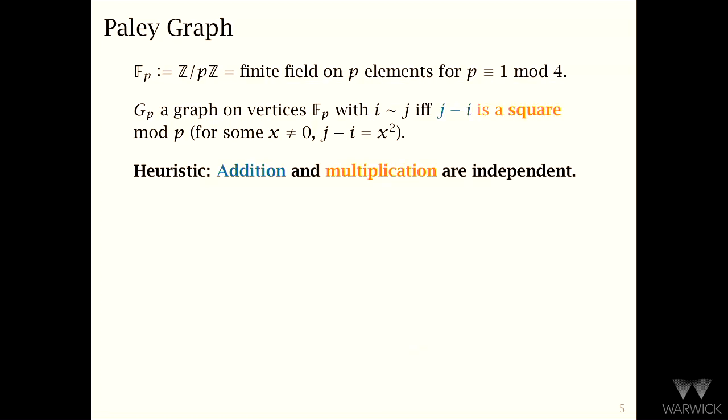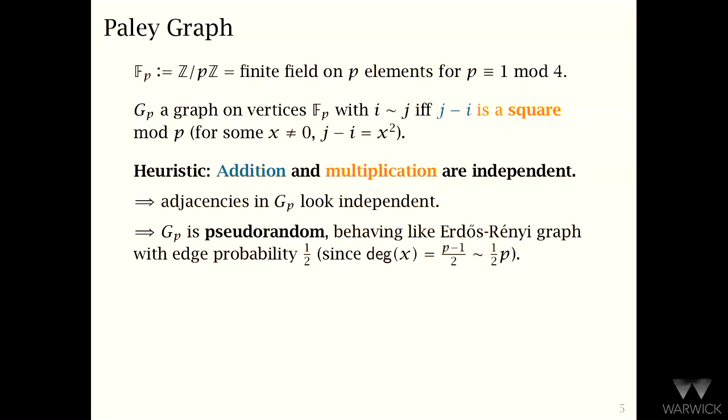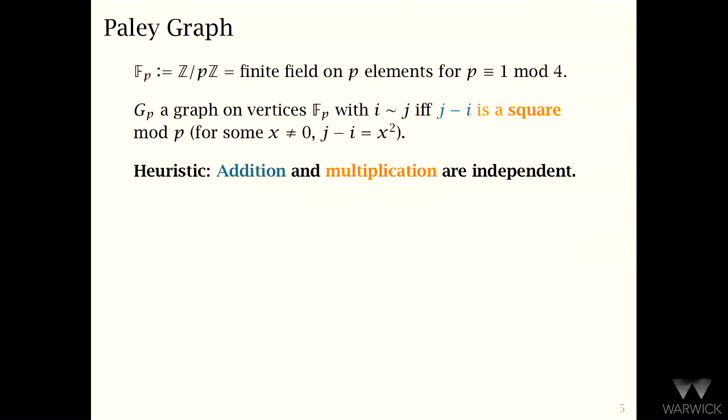So how do we expect this graph to behave? There's this heuristic from analytic number theory that the operations of addition and multiplication behave as though they are statistically independent. We're using addition when we subtract two numbers mod P. And we're using multiplication when we check whether that difference is a square mod P or not.